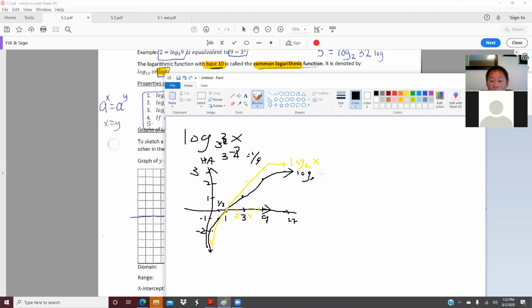So what can you tell me if I increase your base from log 2 to log 3 to log 5x, log 8x, and so on, so on? What happens to this graph? What happens if I want you to draw a graph for log 5x? What happens?